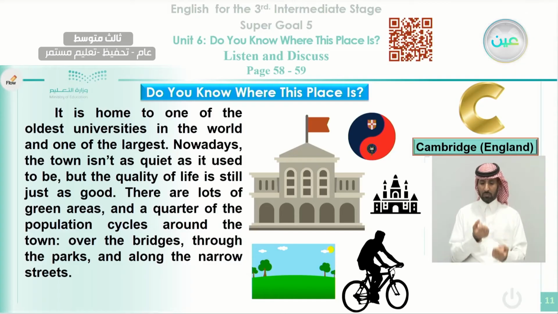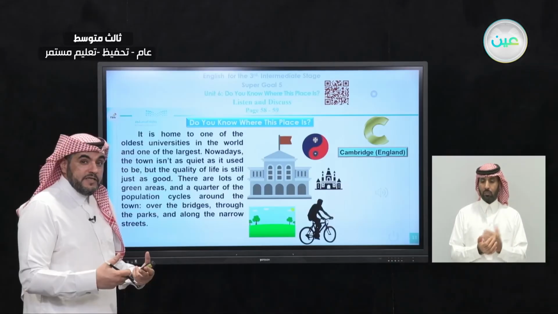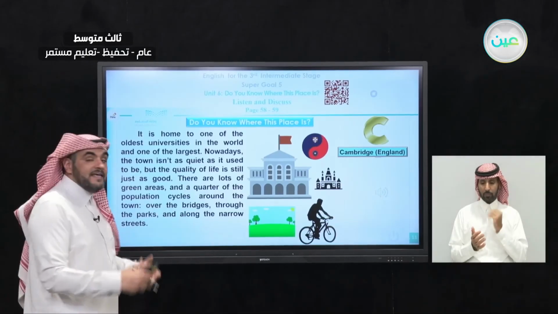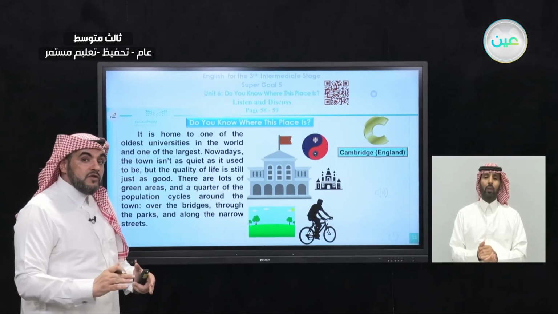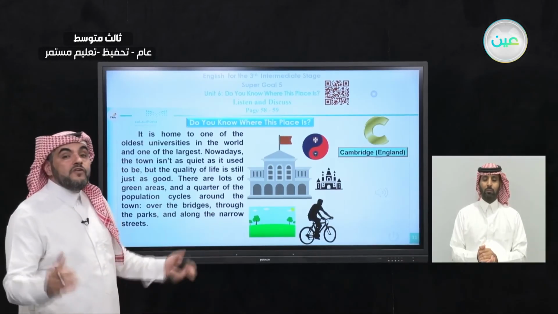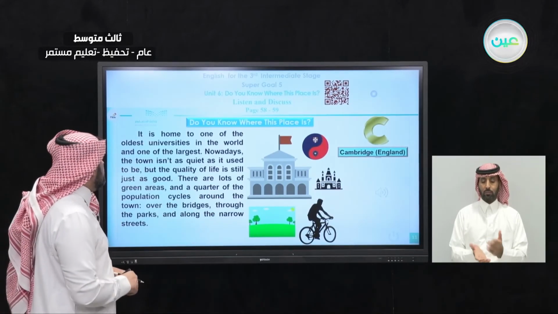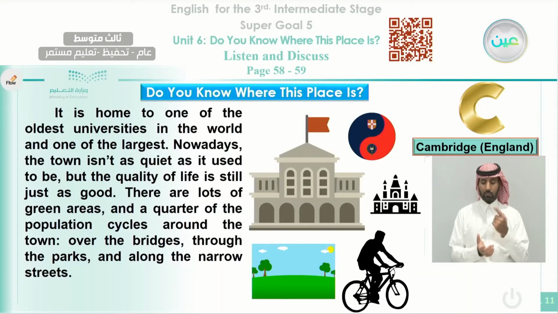Okay, notice here we're using the superlative form. We're talking about Cambridge University, and we describe it as the largest, very big, very large. Not only large, but it is the largest, one of the largest in the world. Also it is one of the oldest. It is not only old, the oldest. It started a long time ago.